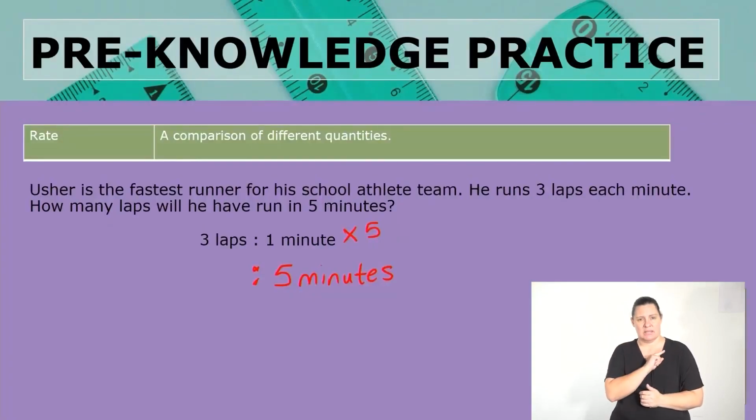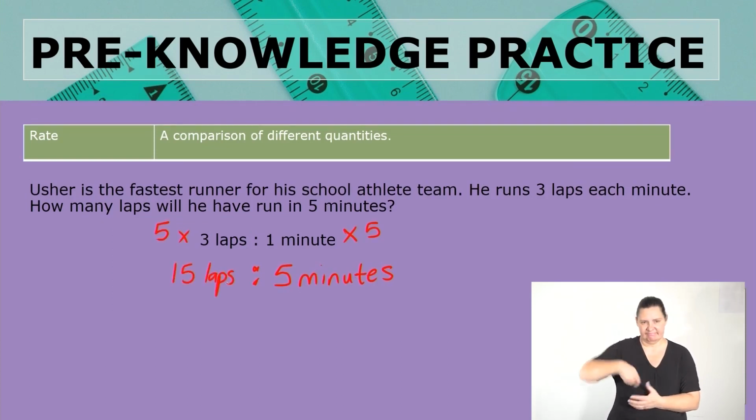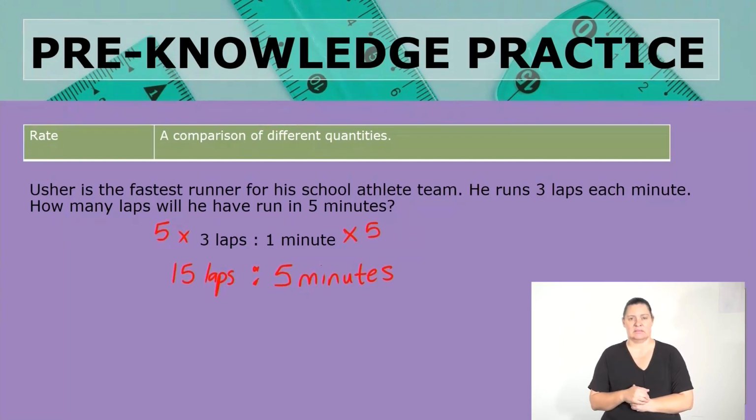Because when we are moving from one rate to another rate, we need to use multiplication or division to simplify. So, because we have multiplied by 5 on the right, we need to multiply by 5 on the left as well. So what is 5 times 3? That is 15 laps. What does this mean? It means that Asha would have run 15 laps in 5 minutes. Okay.